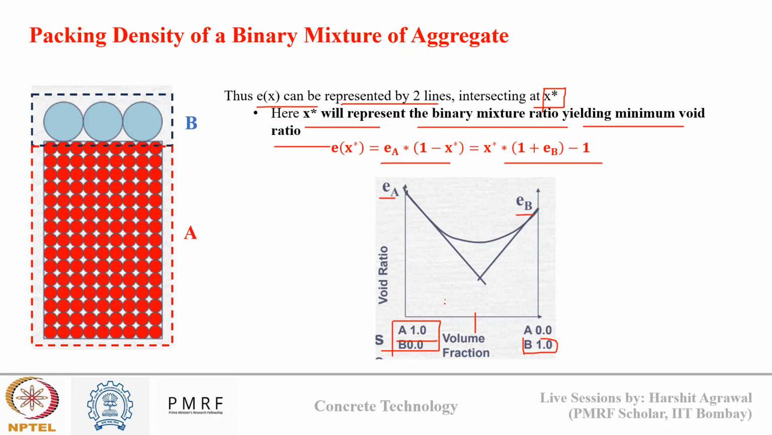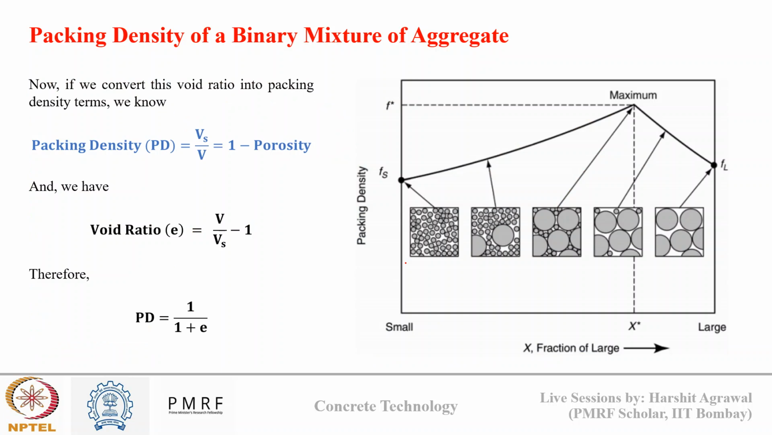However, when I start mixing A and B, what will happen? My void ratio will decrease. So this represents my equation 1, and this represents my equation 2. Both equations meet at a certain point, and this point is where my void ratio will be minimum. So this declares the optimum packing of A and B to achieve the minimum void in the system. We can represent the same thing by converting the void ratio into packing density terms also.